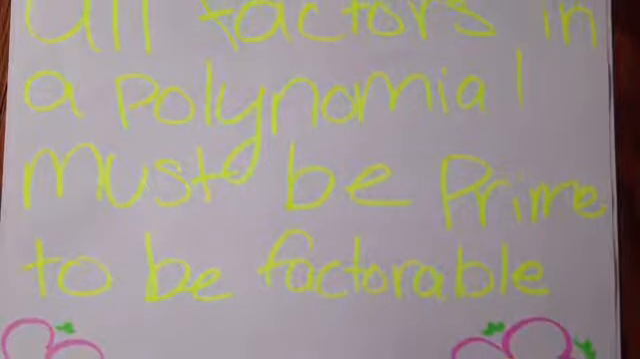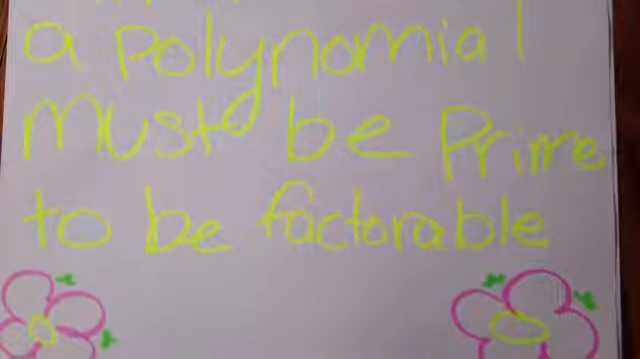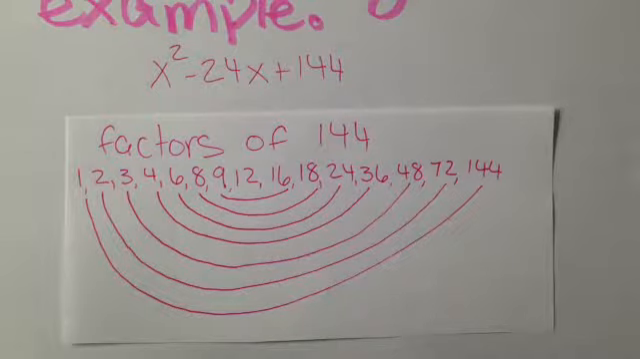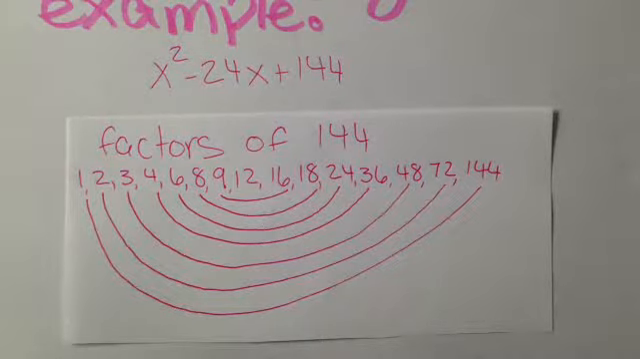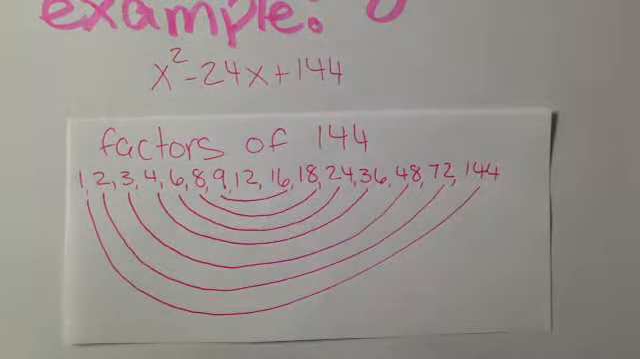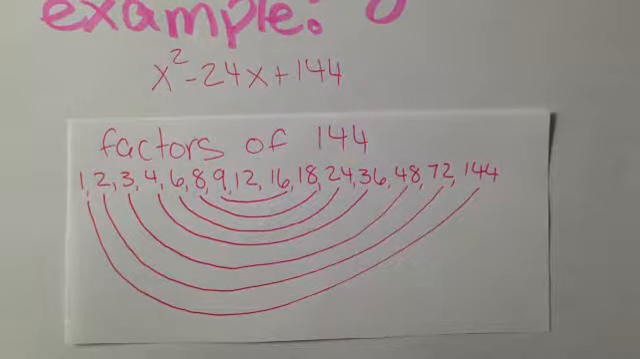And a squared minus 2ab plus b squared is equal to (a minus b) squared. All factors in a polynomial must be prime to be factorable. A factoring example would be x squared minus 24x plus 144.